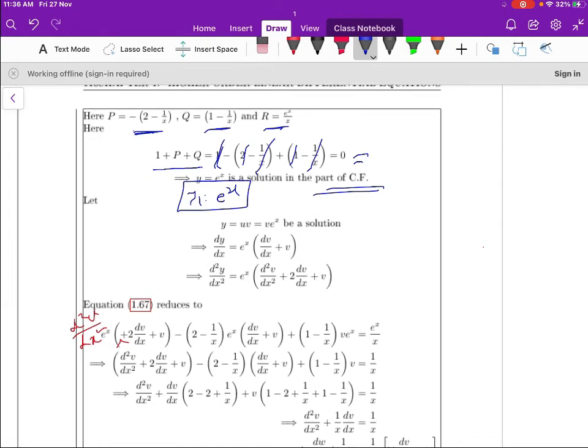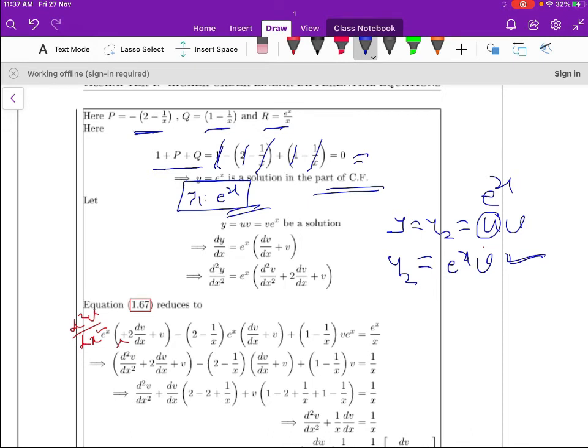Now to find the second part of the solution, that is y is equal to y2, that is u into v, where u is the first part, that is e power x, which you have taken. So y is equal to e power x into v. This is y2, the second part of the complementary function. But here we have to find out v.